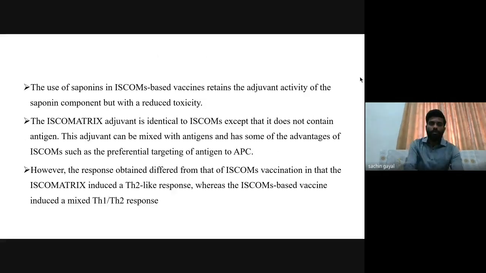The use of saponins in immunostimulating complex based vaccines retains the adjuvant activity of the saponin component but with reduced toxicity. That's why it is used in veterinary vaccines, owing to low toxicity in animals, but in humans it is toxic. The ISCOMATRIX adjuvant is identical to ISCOM, the immunostimulating complex, except that it does not contain antigen.